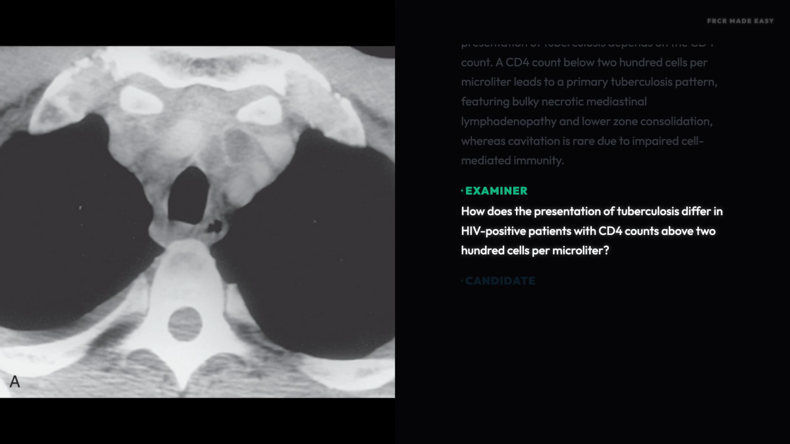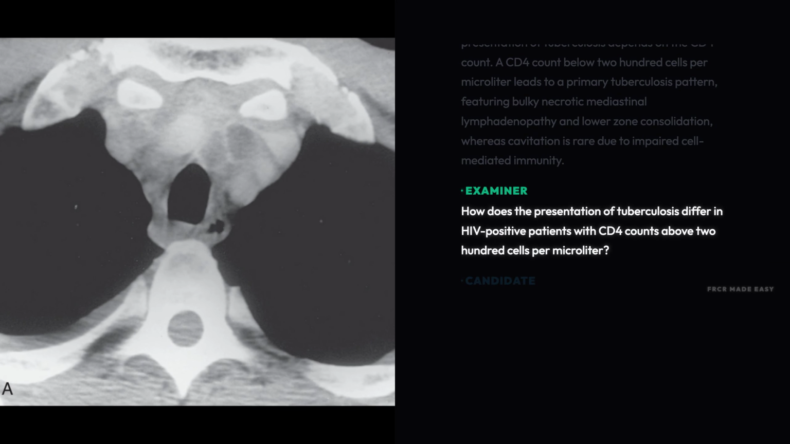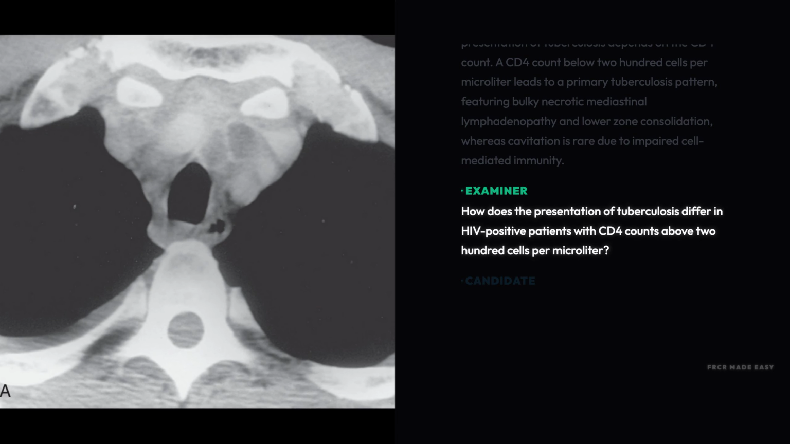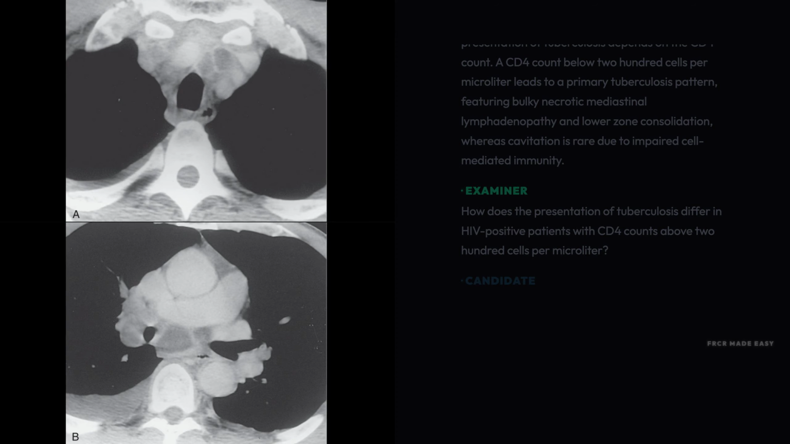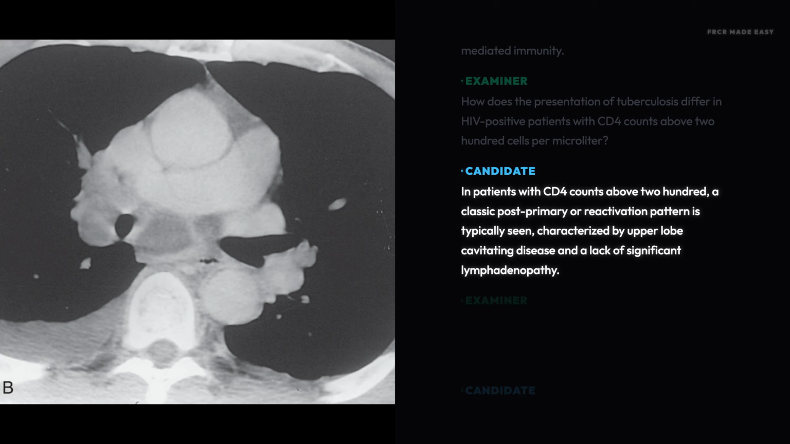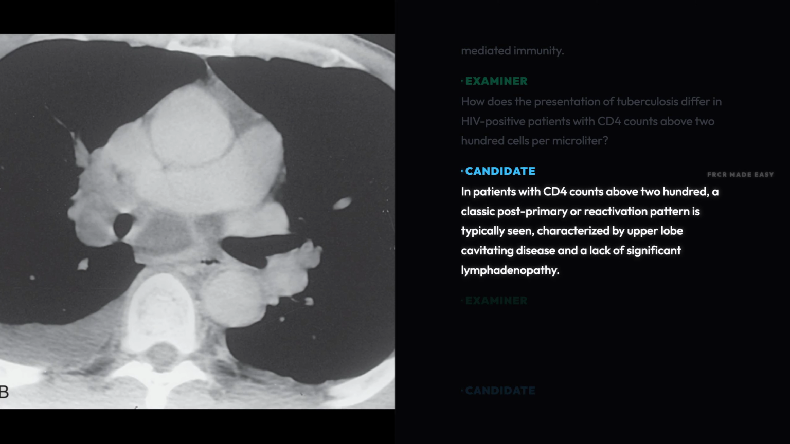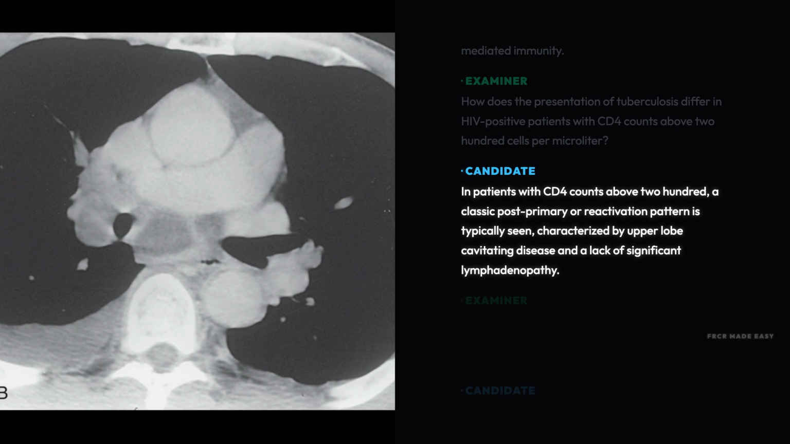How does the presentation of tuberculosis differ in HIV-positive patients with CD4 counts above 200 cells per microliter? In patients with CD4 counts above 200, a classic post-primary or reactivation pattern is typically seen, characterized by upper lobe cavitating disease and a lack of significant lymphadenopathy.